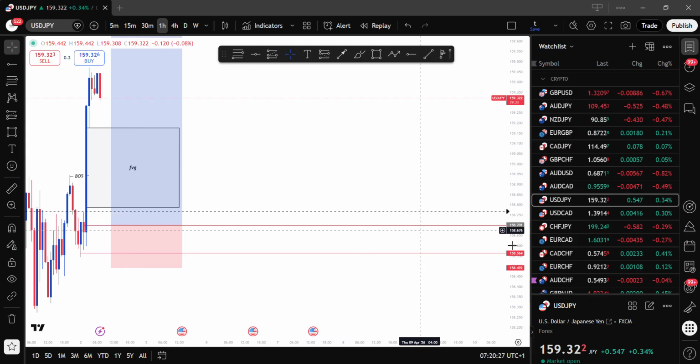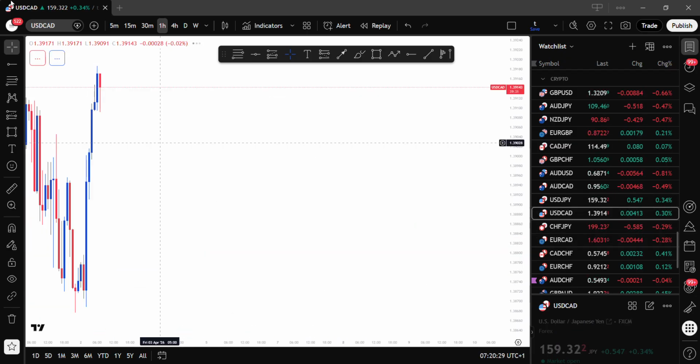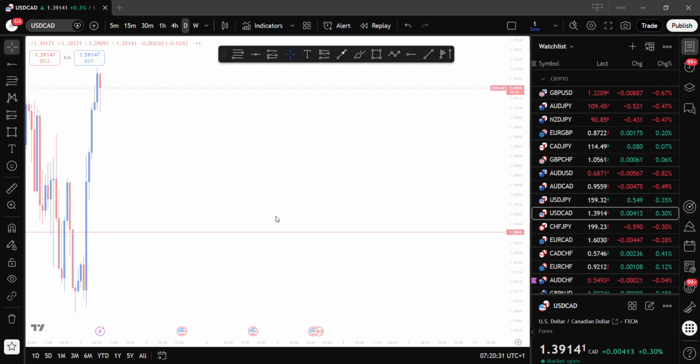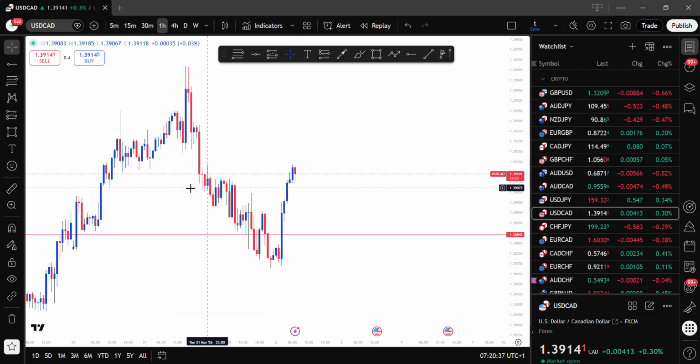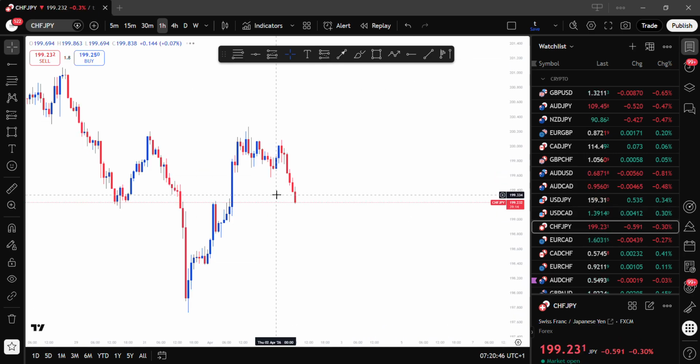So let's see how the market goes today. On USD CAD, if you check the daily time frame, you can see market respected this already, but it's breaking out of it. It's breaking out of it with full force. There's no change of character. You can see there's only a break of structure here, which is giving us another buy from this point to keep pushing up. But there's no clear entry.